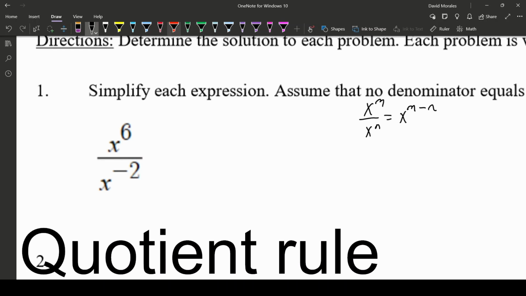So I have, now pay attention to this subtraction sign here. So I have x to the 6 minus, what? My n happens to be a negative 2. And so even though I'm subtracting, this is going to end up being a positive.